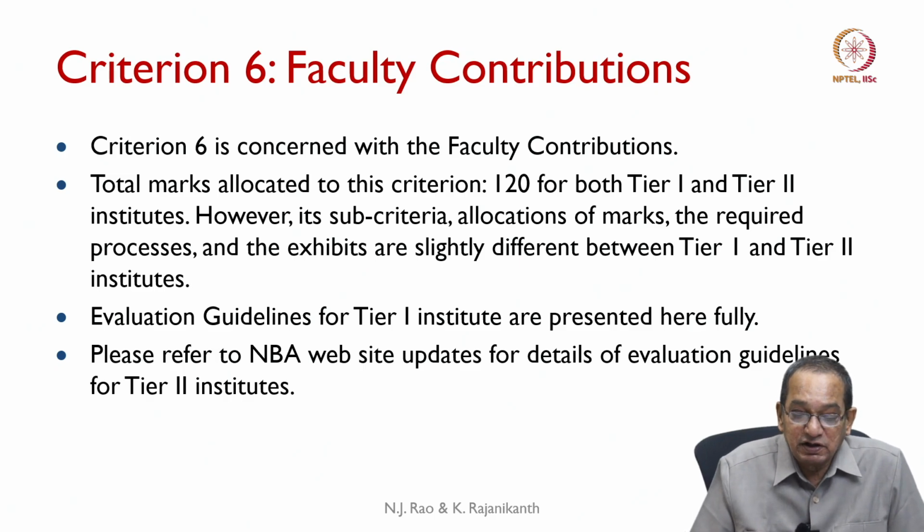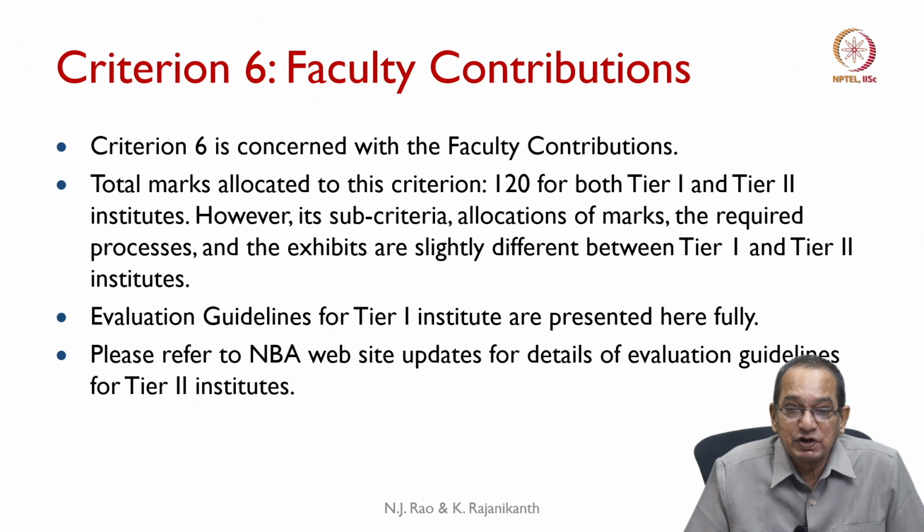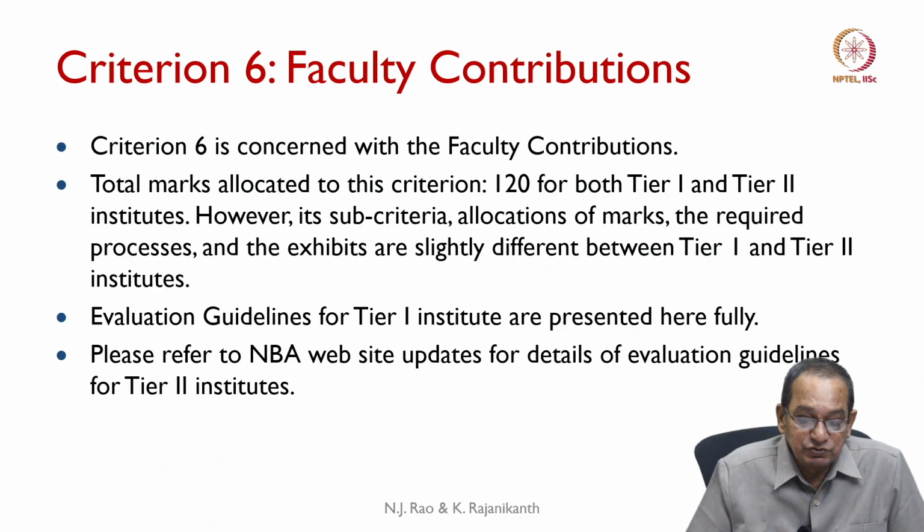Total marks allocated to this criterion are 120, and this number is the same for both Tier 1 and Tier 2. However, the sub-criteria, allocations of marks, the required processes and the exhibits are slightly different between Tier 1 and Tier 2 institutes. There are some areas where it is the same, but some areas where there are differences. Evaluation guidelines for Tier 1 institutes are presented fully in the present unit's discussion. Please refer to NBA website updates for details of evaluation guidelines for Tier 2 institutes.